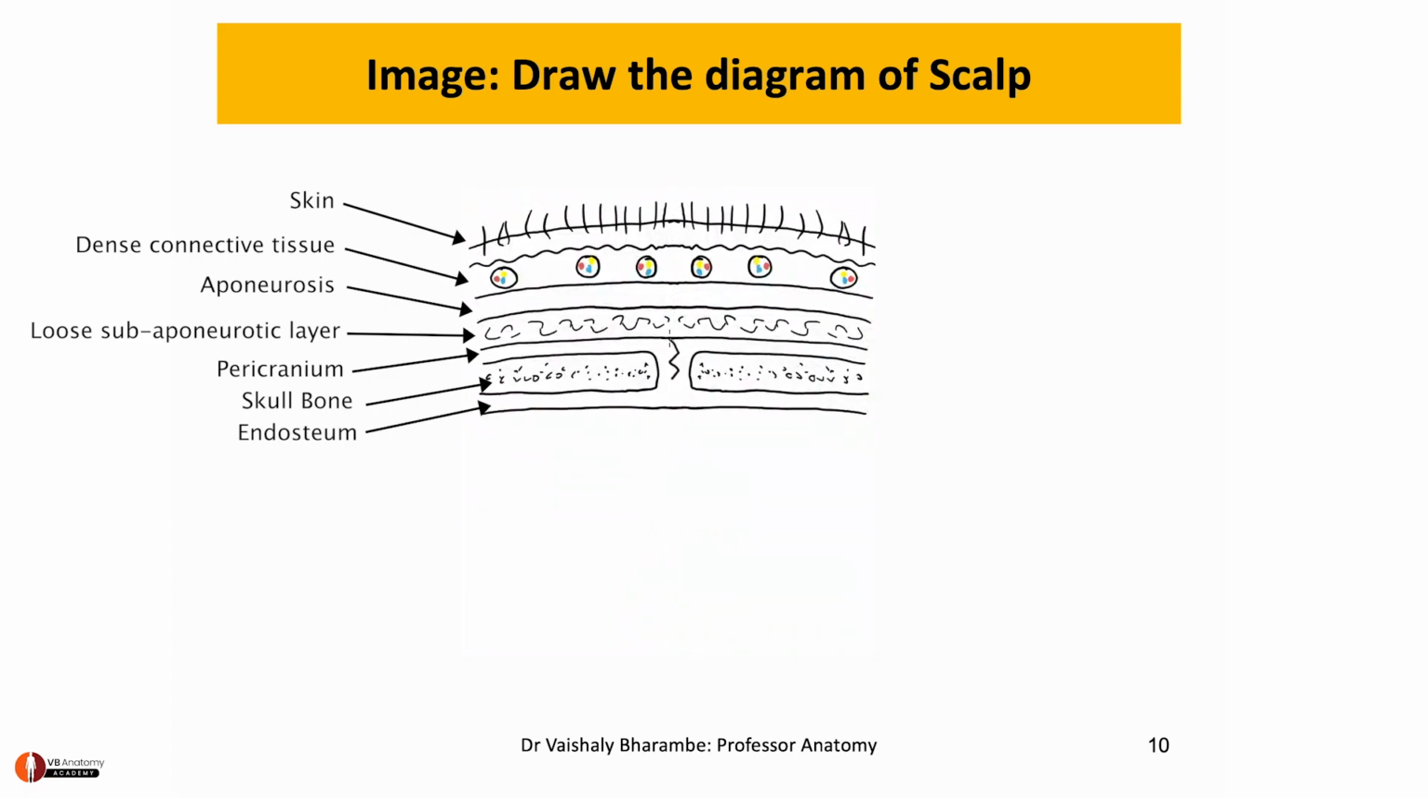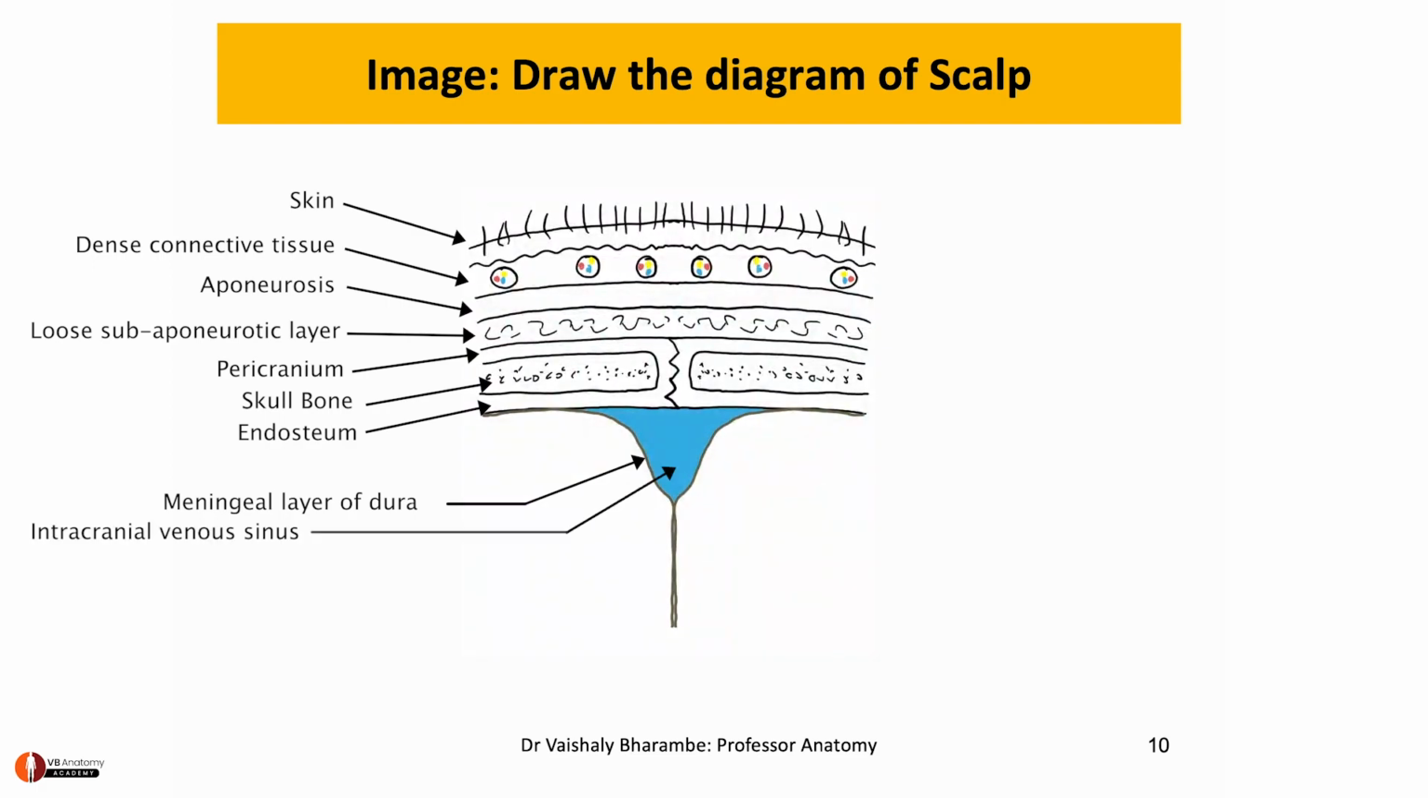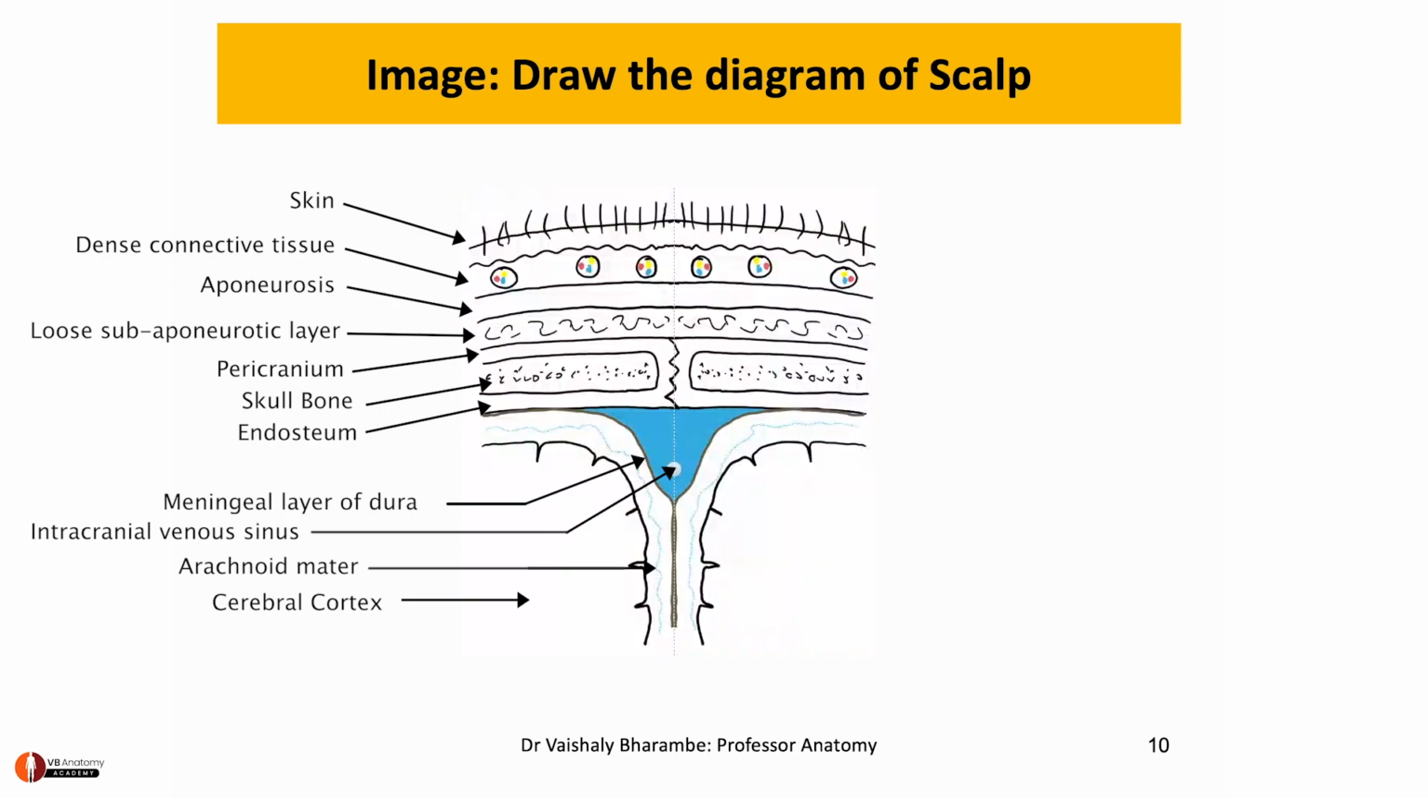Observe that the endosteum is continuous with the periosteum at the level of the suture. They are continuous at the suture. Come a little deeper now. Let's draw the meningeal layer of dura, which is flush with the endosteal layer of dura. And as it goes inwards, it separates from the endosteal layer of dura, producing what is called the intracranial venous sinus. Inside this, of course, is the layer of arachnoid mater, and inside that is the cerebral cortex, as we saw in the diagram earlier.